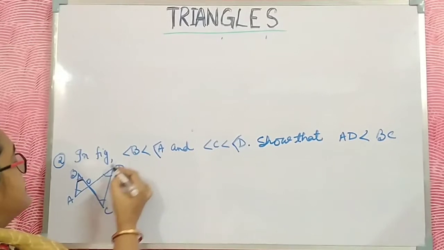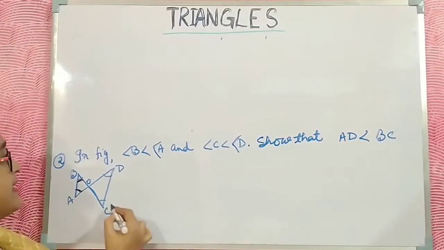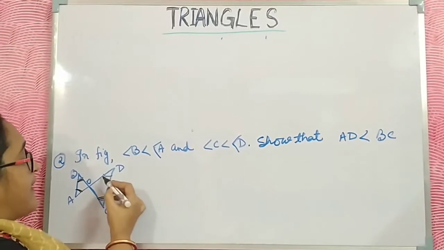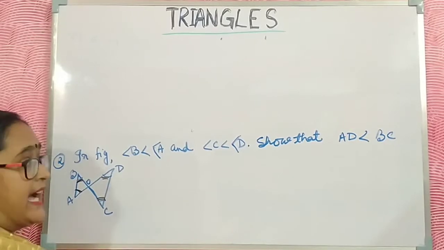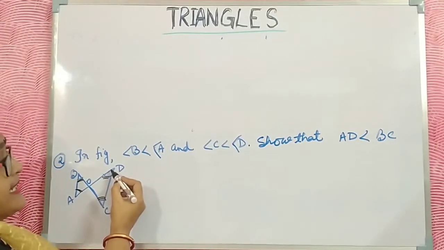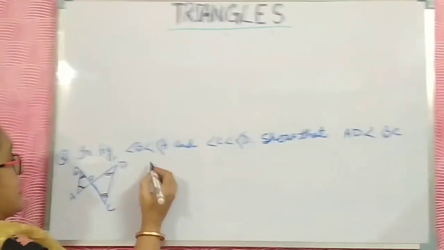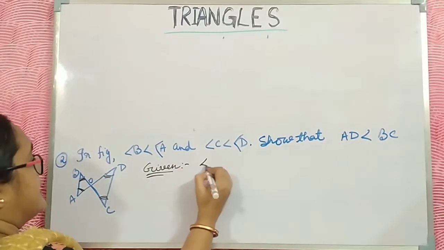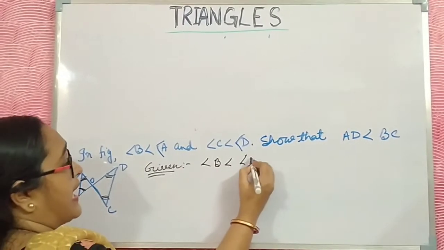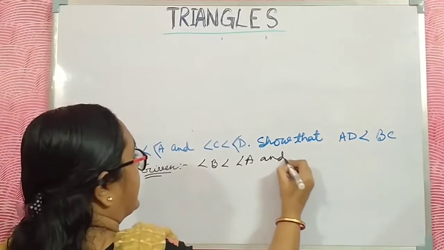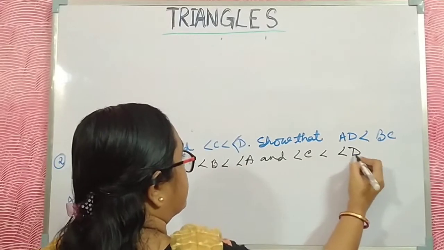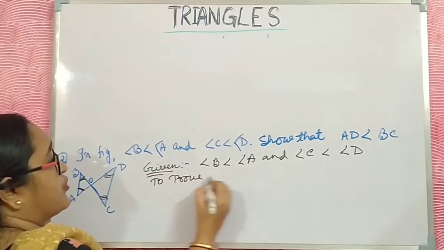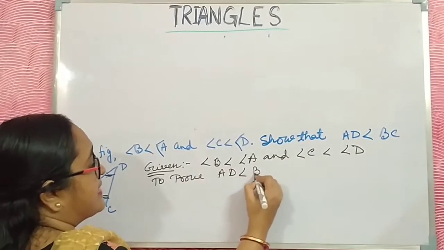In the figure, angle B is less than angle A, and this is the given data, and angle C is less than angle D. This is given, and show that AD is greater than BC. Now start here. The given data is, you write the given data, angle B less than angle A and angle C less than angle D. And now I want to prove, to prove is AD less than BC.